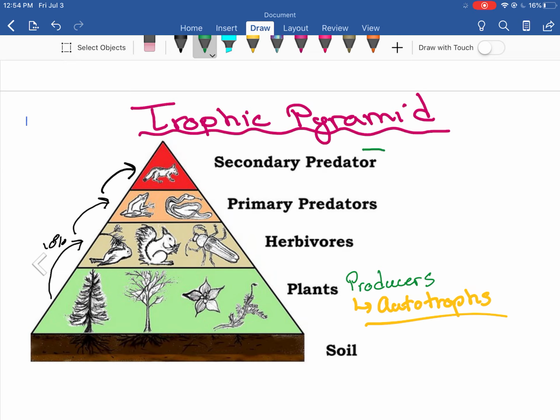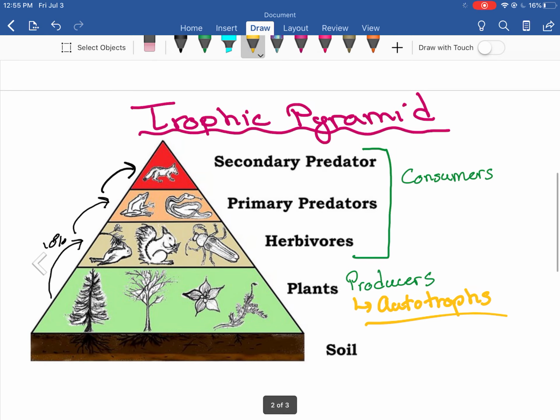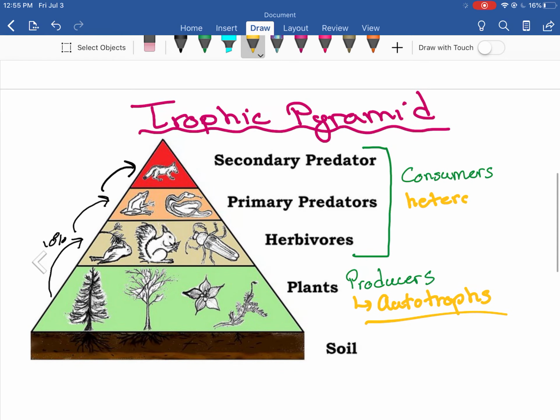Now, what we have up here is all the things that eat, that need to get their energy from outside of their own body. They can't produce it. So these are called consumers. Now, of course, scientists always have to make things interesting, so consumer just isn't the most scientific word. What we're going to call them are heterotrophs. Once again, that troph word is coming, energy. So hetero means other or outside. So they get their energy from outside their own body.